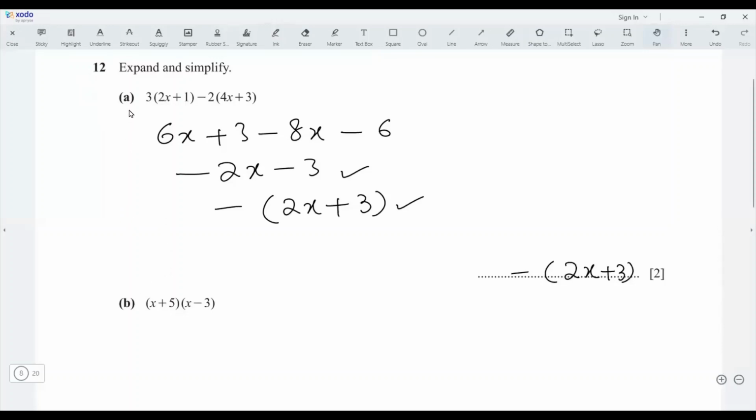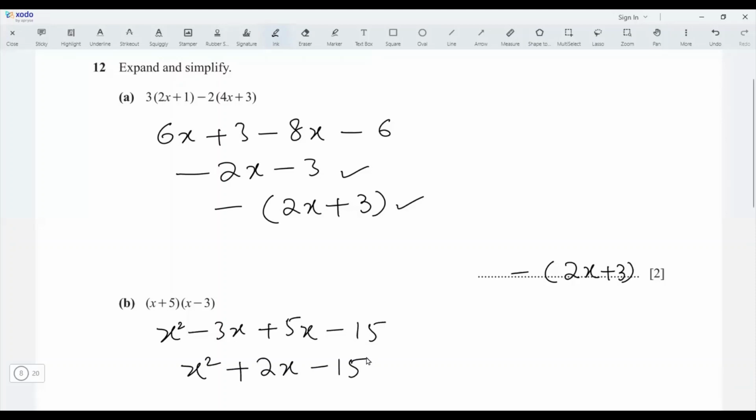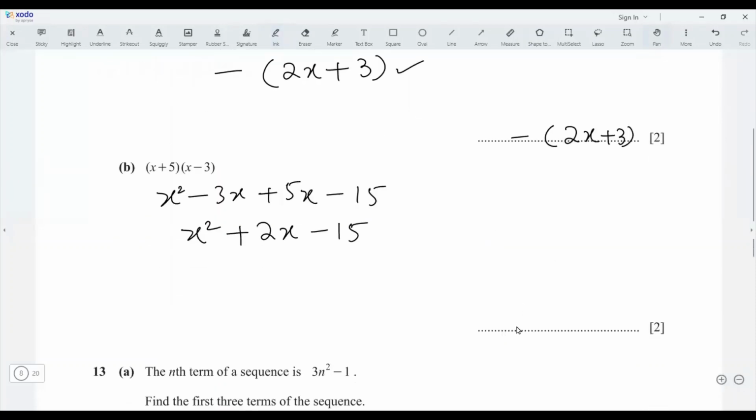It is part B. So for part B and part A, the command is basically expand and simplify for both of them. Means we have to expand, open the brackets, so x times x will be x squared, x times minus 3 will be minus 3x, and plus 5 times x will be plus 5x. 5 times minus 3 will be minus 15. So adding and subtracting the like terms, x squared, minus 3x plus 5x will be positive 2x, and minus 15. So x squared plus 2x minus 15 is the simplified answer.